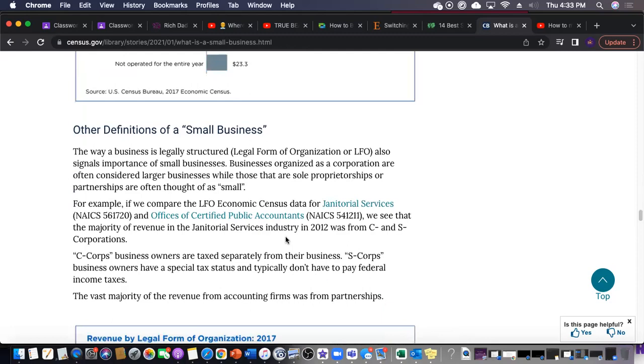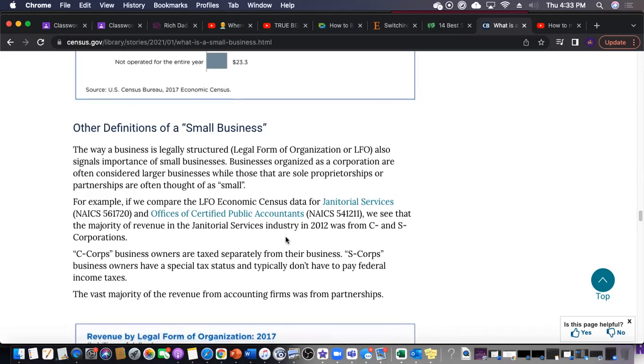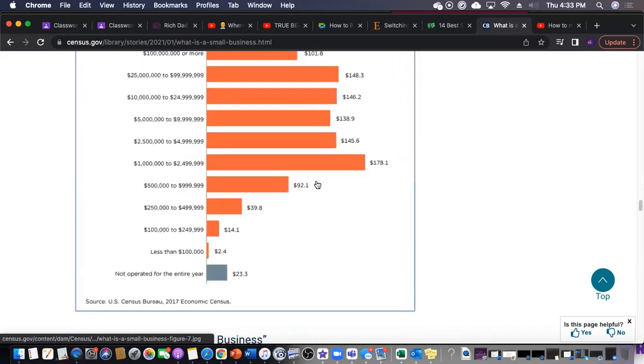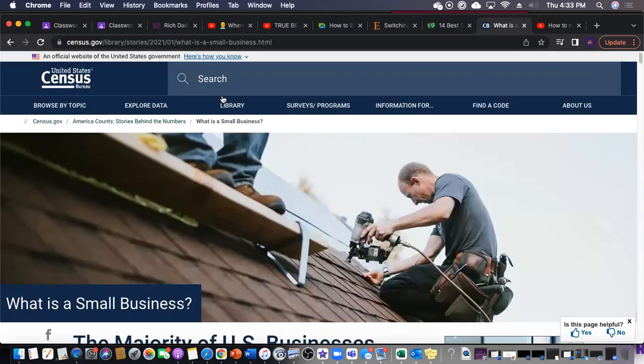So another form of small businesses is legally structured, such as C corporations or S corporations. C corps are business owners taxed separately from their business. S corps are business owners that have a special tax status and don't typically have to pay federal income taxes. So it's a difference between the two. I'm not a tax person or accountant, so consult who you need to consult for that. But this is just information. If you want more information, just feel free to go on this website. I will have the link in the Google Classroom for the resources.